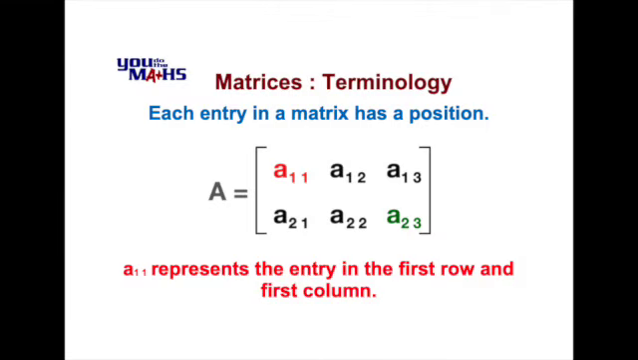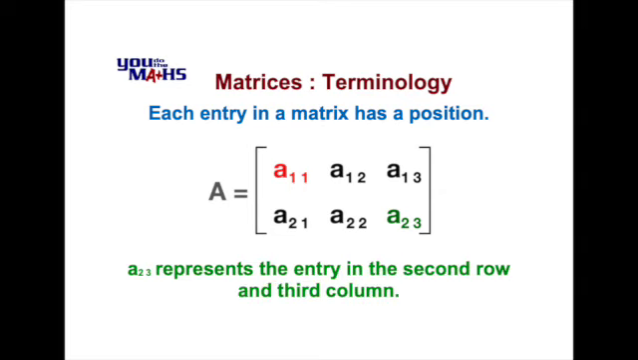Each individual entry in a matrix has its own position. So we can see here the entry in red, A11, represents the entry in the first row and first column. The entry in green, A23, represents the entry in the second row and the third column. We show these positions using subscript notation, with the row number first and the column number second.